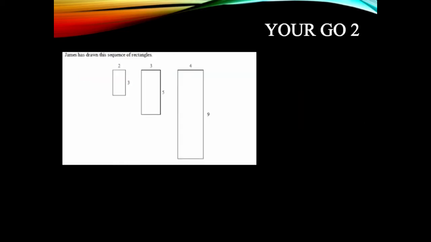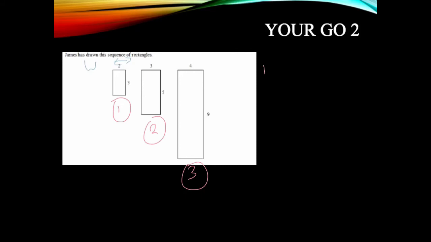Okay, in this example we can see it says James has drawn this sequence of rectangles. What I'd like us to do is to see if we can work out what the nth term is for the pattern showing the width. So that's the width here. Pause the video, see if you can spot a pattern for the nth term of the width. A quick clue for you, this one we could call pattern number 1, this one pattern number 2, and this one pattern number 3, or rectangle number 3. Give it a go again if you're not sure.